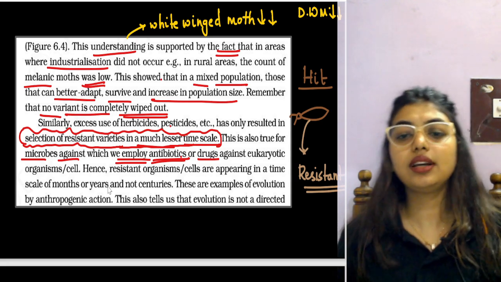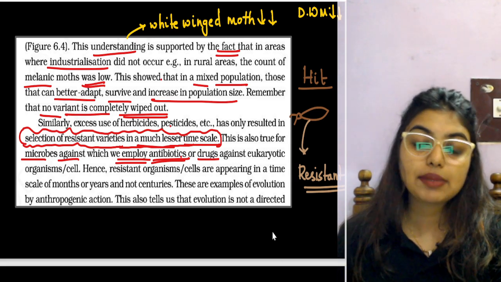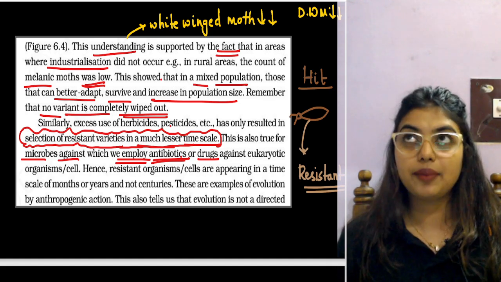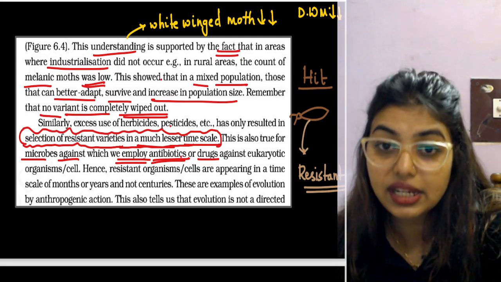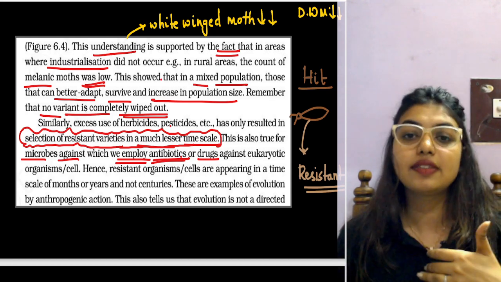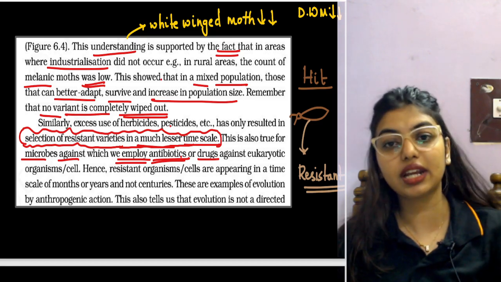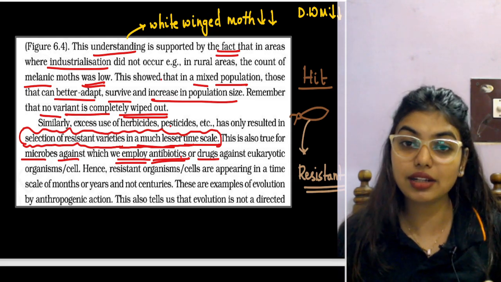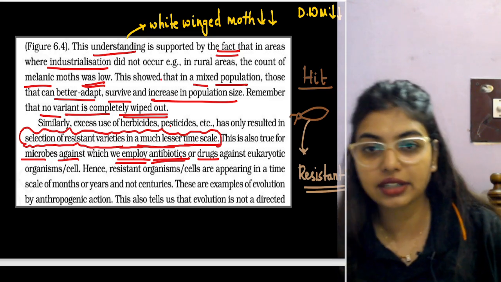Yes. So this is the thing. These are the examples of evolution by anthropogenic activities. That means because of our man-made activities, organisms have developed resistant varieties, and these resistant varieties are going to be naturally selected by nature, because nature will be like, okay, you are able to survive this situation, then don't worry, I am going to select you over and over again, because you are able to withstand this condition. But how did this withstanding happen? It is because of human-made activities. Perfect. Clear?